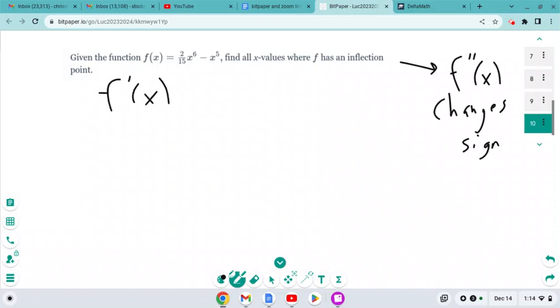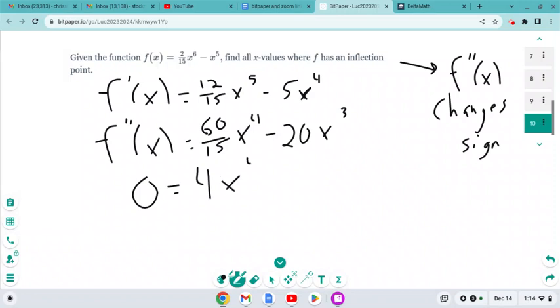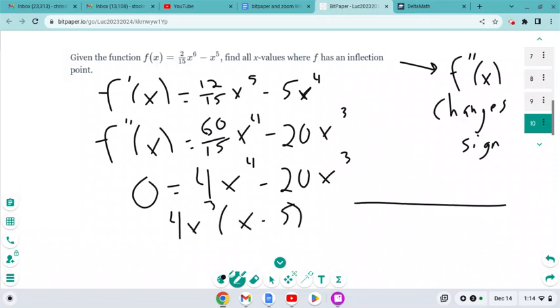So I took the first derivative, I multiplied 2/15 by 6 to get 12/15 minus 5x to the fourth. I multiplied by 5 to get 60/15 x to the fourth minus 20x to the third. I set that equal to 0. 60/15 is 4. I factored out a 4x cubed. And I got 0 and 5 for the critical points.